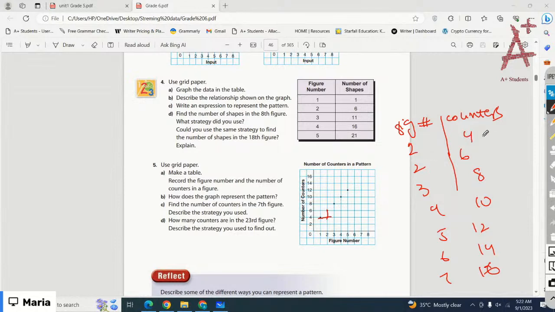Okay, the equation would be 2n plus 2. It would be 2n plus 2, right? So for the 23rd figure, it would be 2 times 23 plus 2. 46 plus 2 equals 48. That means in the 23rd figure, you have 48 counters, right?